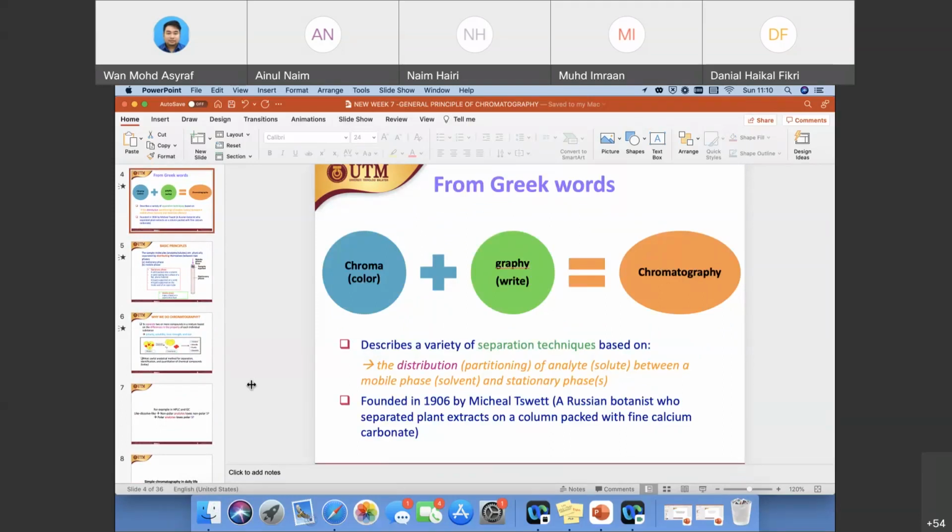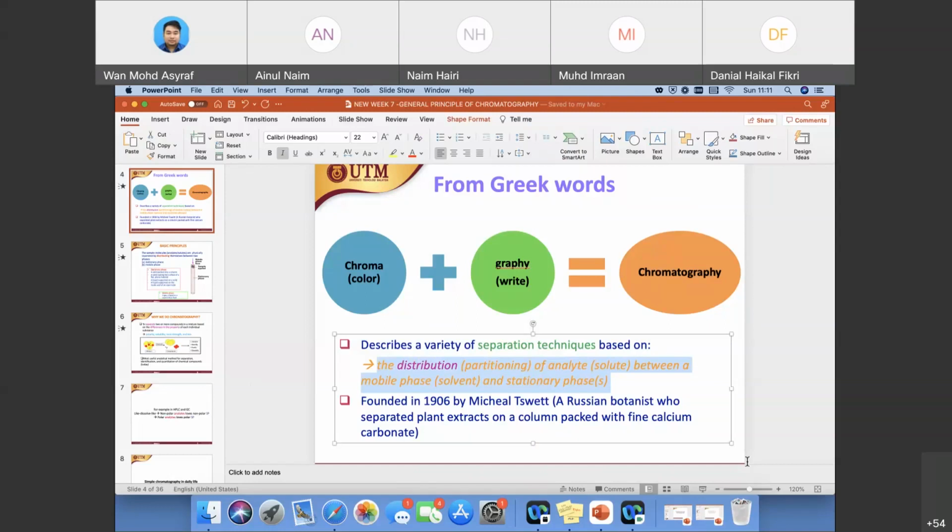So what is chromatography? Chromatography comes from two Greek words, chroma and graphy, so it comes as chromatography. The important definition of chromatography is that chromatography is the distribution, or we can call it partitioning, of analyte between a mobile phase and a stationary phase.